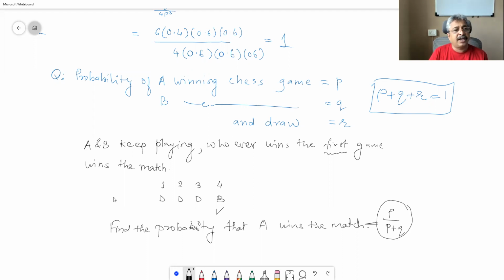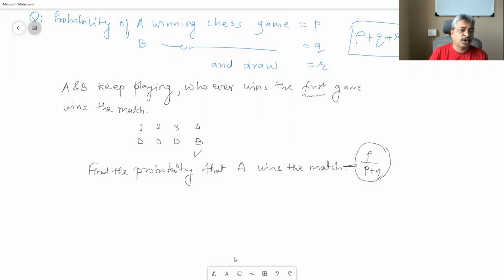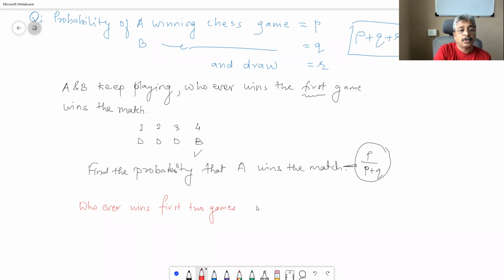Okay, but then the second level problem is a little different. The rules are changed. A and B keep playing, that is correct. Whoever wins the first two games wins the match. Okay, this is the rule of the game. Now find the probability of A winning.